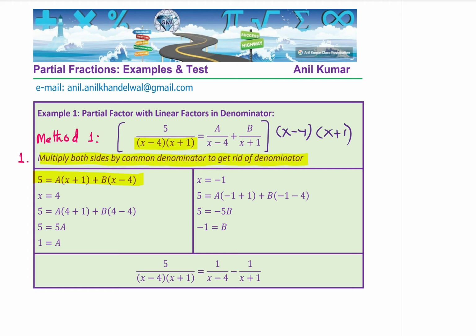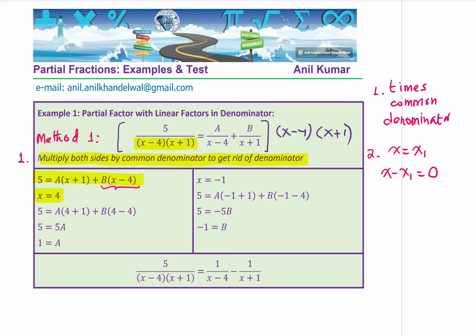The idea here is, first step, as we say, multiply by the common denominator. And second, we'll try to put x equals a value, let's say x1, so that a factor x minus x1 is equal to 0. You get the idea. So that is the whole idea. What we have done here is put x equals 4. Now if I do that, then b times x minus 4 will become 0. Do you see that?